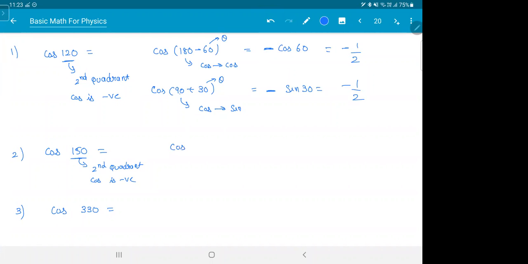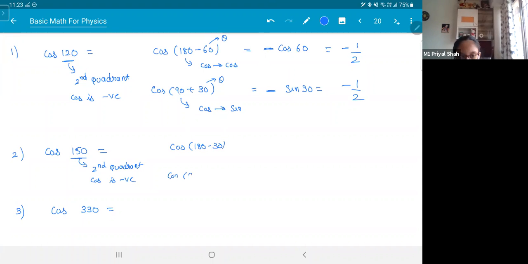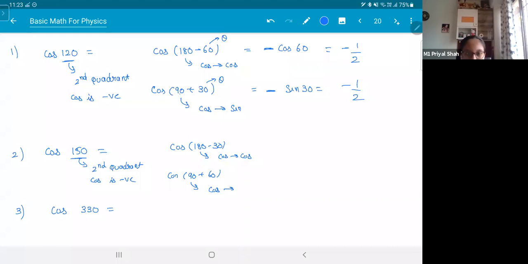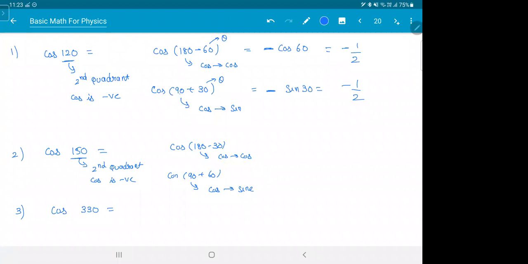Now cos 150 can be written as cos(180 minus 30) or cos(90 plus 60). Because with 180, cos will remain cos. Because of 90, cos will become sine. Sir, 120 plus 30? No, it should always be 180s and 90s. You can't take 120. It should always be 180s, 270s, and 90. Those angles only.